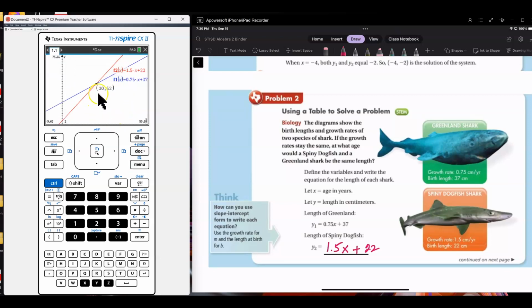Minimum, max. So it approximately takes 20 years. It takes 20 years for it to reach the same length for both species. So I'm going to write 20 years. So after 20 years, they're going to have the same length in centimeters. So it's 52 centimeters. And so here's a way that we can use systems of equations in an actual problem dealing in biology. When do these two intersect? They intersect after 20 years.